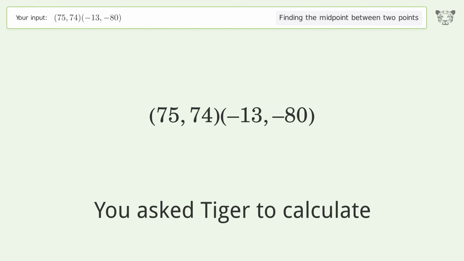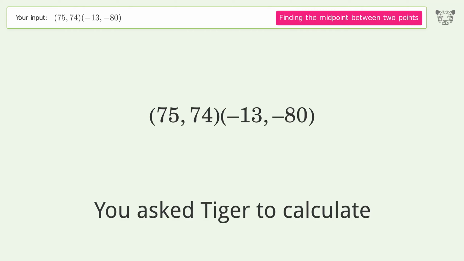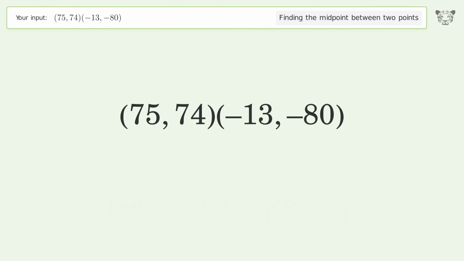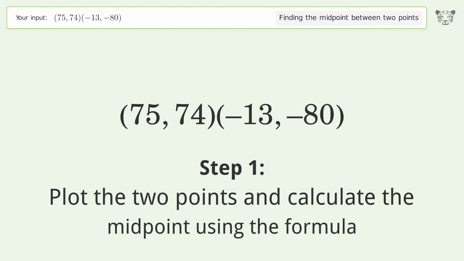You ask Tiger to calculate. This deals with finding the midpoint between 2 points. The midpoint between the 2 points is 31, -3. Let's solve it step by step. Plot the 2 points and calculate the midpoint using the formula.